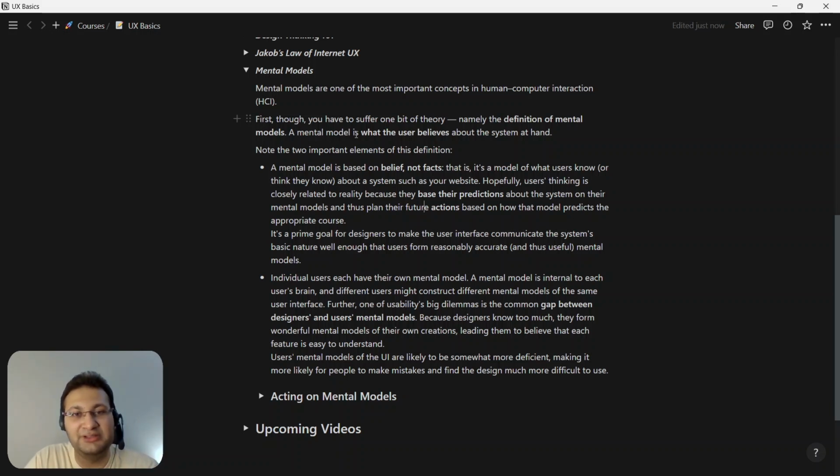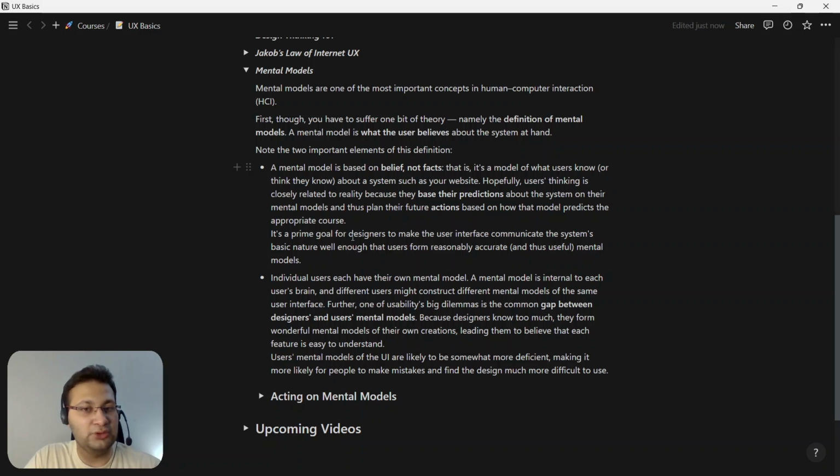A mental model is what the user believes about the system at hand. Note the two important elements of this definition. One, a mental model is based on belief, not facts. That is, it's a model of what users know or think they know about a system, such as your website. Hopefully, users' thinking is closely related to reality, because they base their predictions about the system on mental models and thus plan their future actions based on how the model predicts the appropriate course.